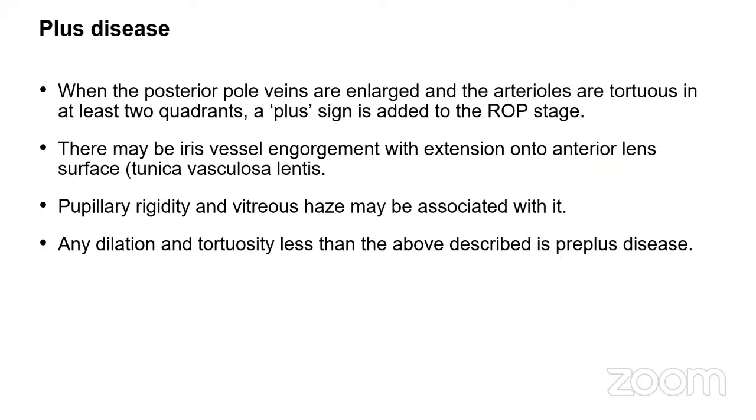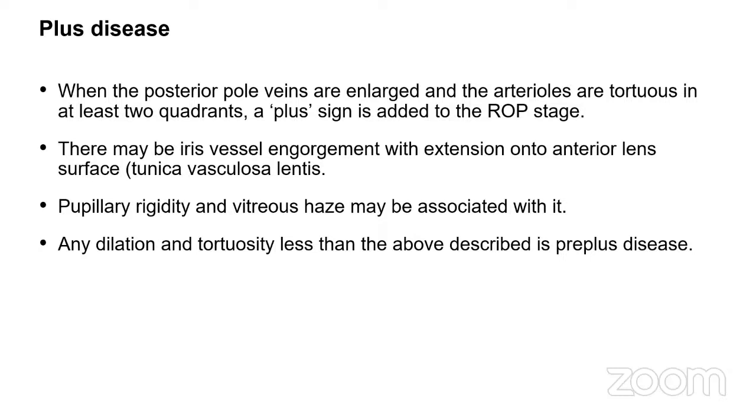There is another term called plus disease. When the posterior pole veins are enlarged and the arterioles are tortuous in at least two quadrants, a plus sign is added to the ROP stage. This term has been coined to tell the severity of the disease. There may be iris vessel engorgement with extension into the anterior lens surface also, and pupillary rigidity and vitreous haze may be associated with it.